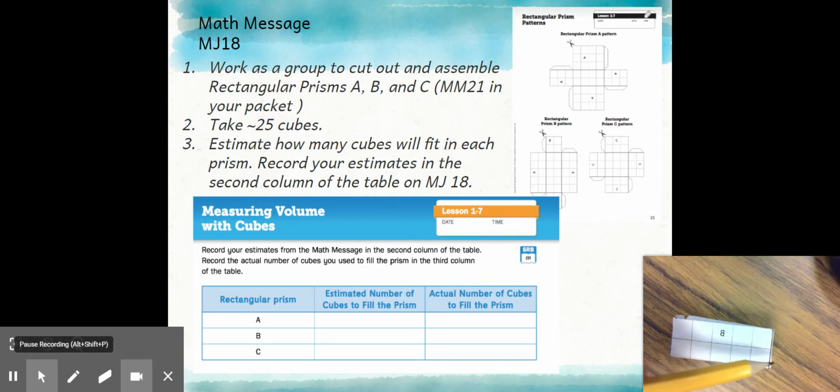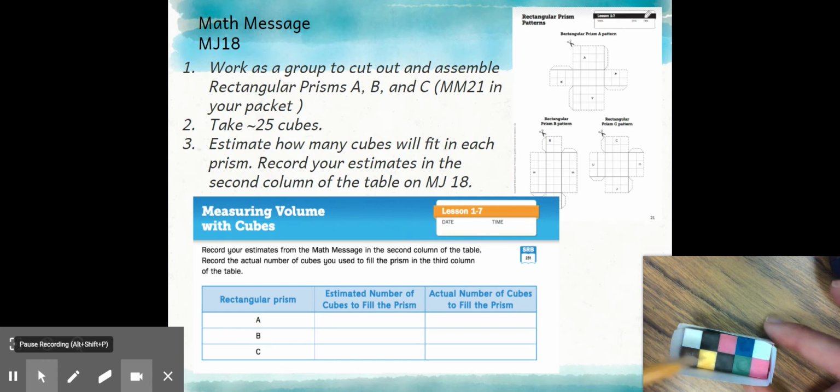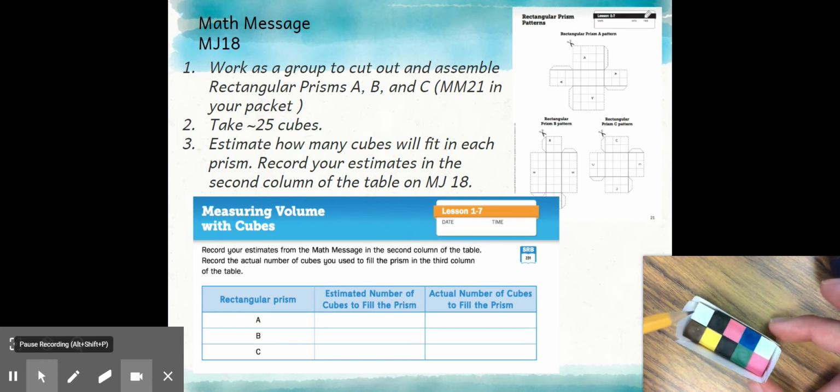So layer 1 is what I've just done. Layer 2 is right here. So I have layer 1, and in one layer I can fit 1, 2, 3, 4, 5 times 2 is 10. So I can fit 10 cubes in one layer. If there are 2 layers, how many cubes fit this whole entire prism? 20. So the actual number of cubes to fill the prism is 20.